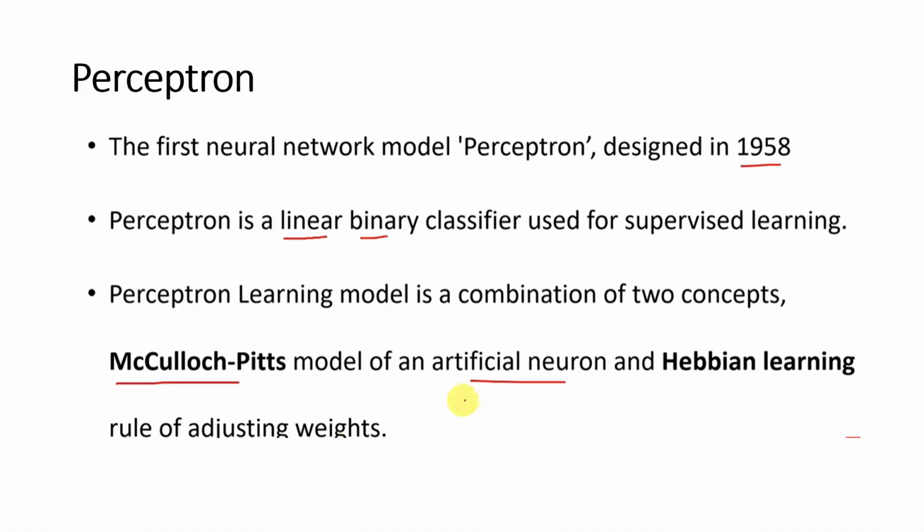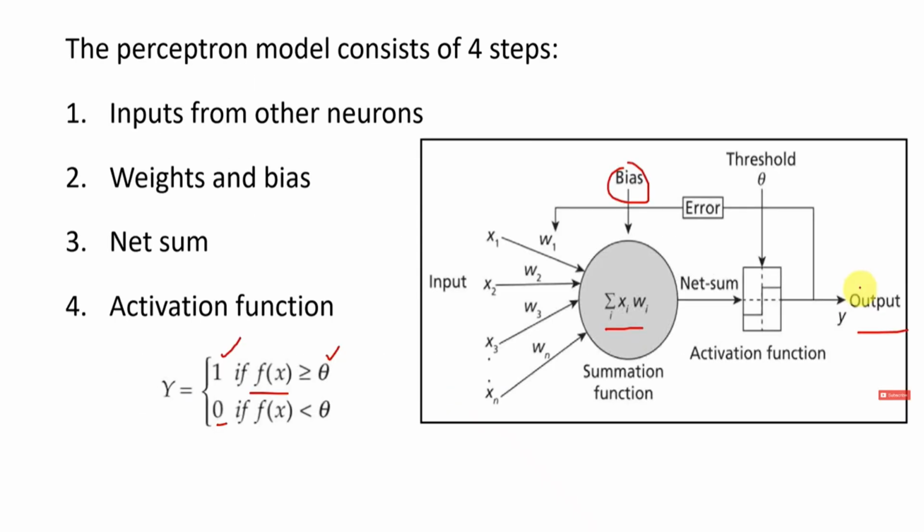Let us look into a very simple neural network model which is known as the perceptron, and it was designed in 1958. Here we have only a single neuron. So we look into the diagram of it. This is the architecture of it. Here you can see a single neuron, right? You can see a circle. This is a single neuron.